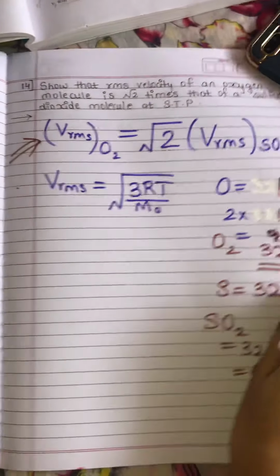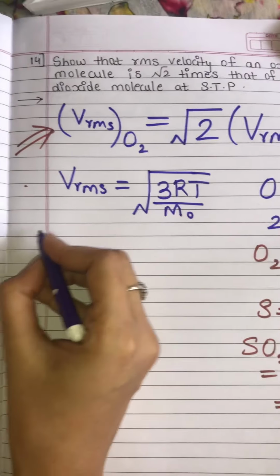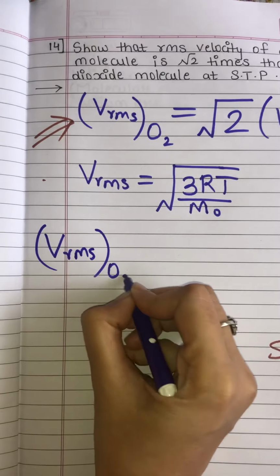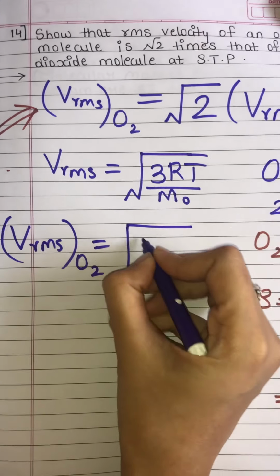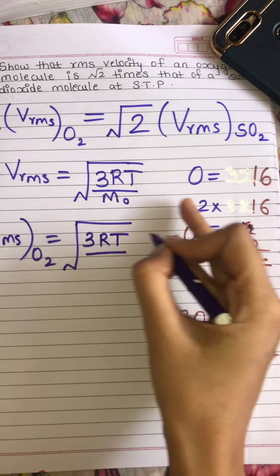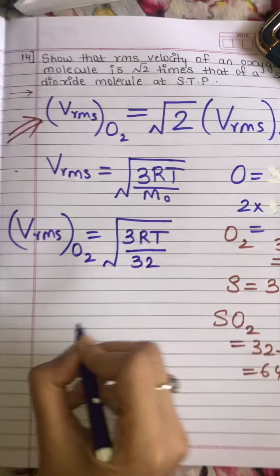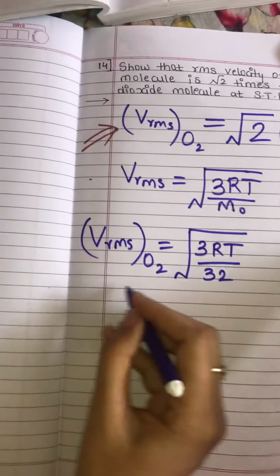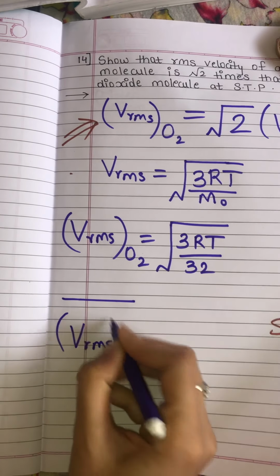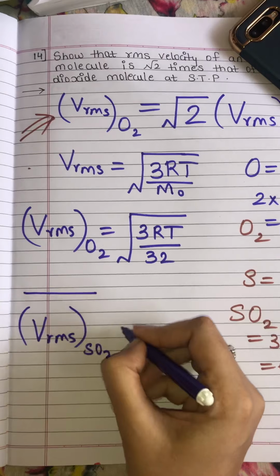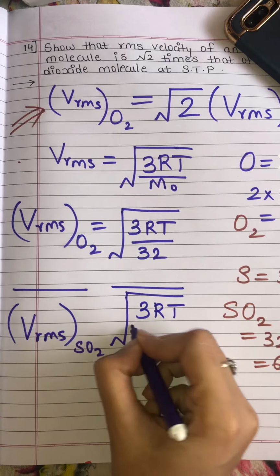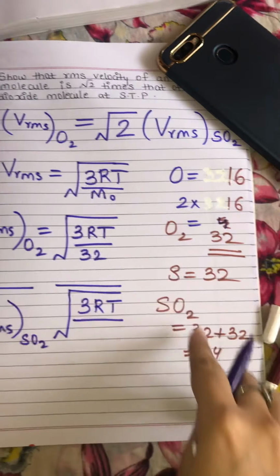Now let's start the calculation, substituting them in the formula. So VRMS for oxygen will be root 3RT upon M naught. M naught for oxygen is 32. Upon VRMS for sulfur dioxide. So that is root 3RT upon the molecular mass for sulfur dioxide, which is 64.